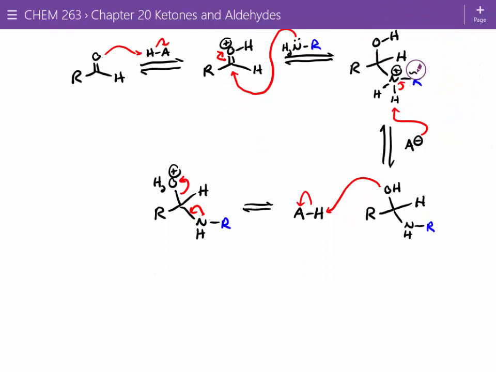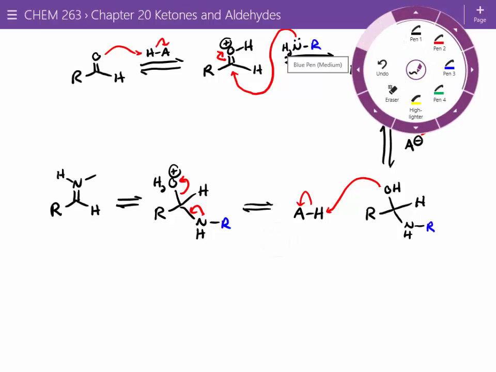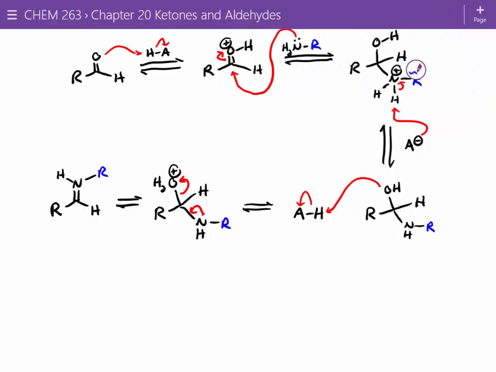Okay, now we're getting close to being done. We've got our nitrogen that's bonded to a hydrogen, and it's got the R group on it. But again, we have to keep track of our charges. We've got a charge right there. And we've kicked off water, or you can show your conjugate base acting as the base.